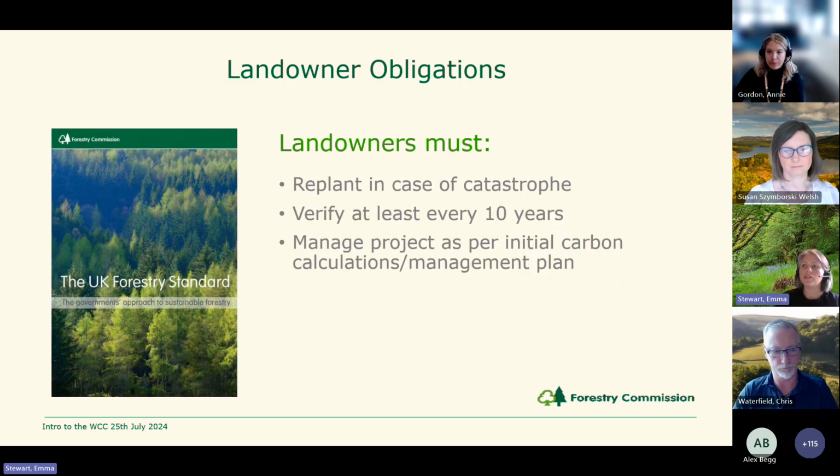And finally, just to round off with some things that landowners should be aware of if they're thinking about entering the code. So firstly, it is up to the landowner to replant in case of catastrophe. And that's for things like fire. You can manage your woodland in such a way as to diminish that risk, but just be aware that if catastrophe does happen, you will need to replant the trees to maintain adherence to the Woodland Carbon Code.